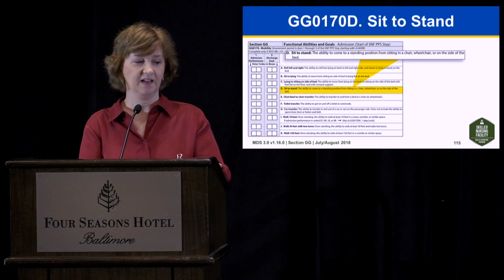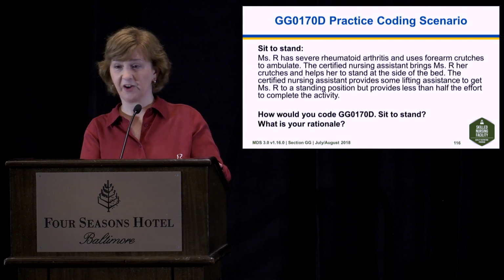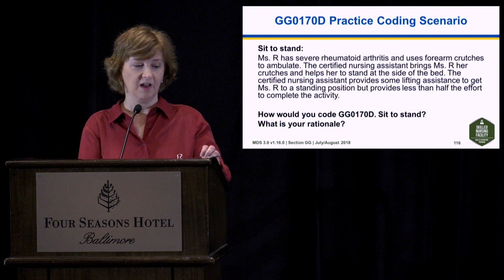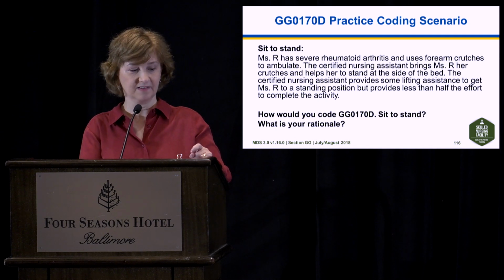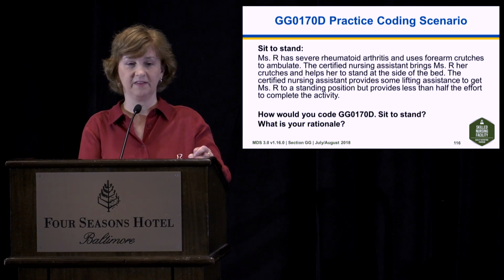Okay, the next activity in mobility is sit to stand. This refers to the ability to come to a standing position from sitting in a wheelchair, chair, or on the side of the bed. So our practice scenario here is about Ms. R. Ms. R has severe rheumatoid arthritis and uses forearm crutches to ambulate. The certified nursing assistant brings Ms. R her crutches and helps her to stand at the side of the bed. The certified nursing assistant provides some lifting assistance to get Ms. R to a standing position, but provides less than half of the effort to complete the activity.